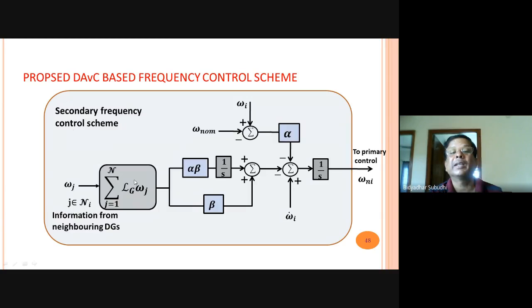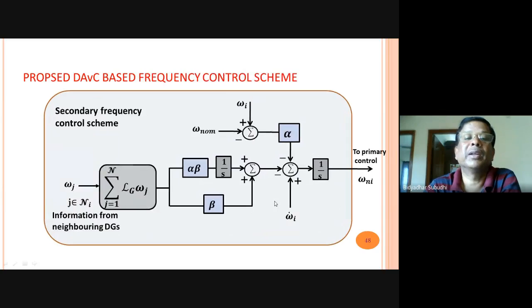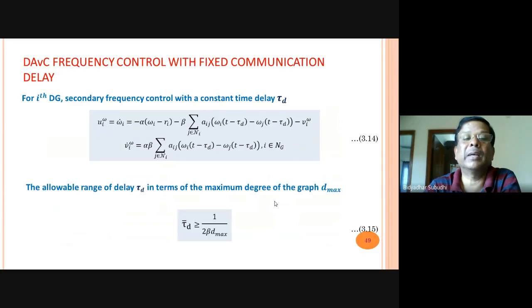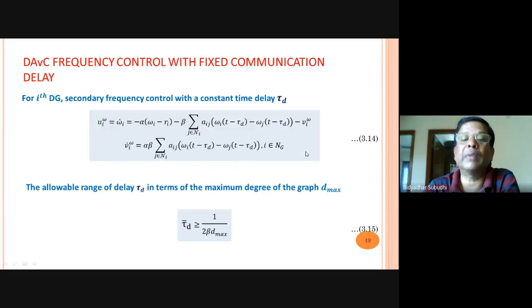Now similarly you can represent the second equation by virtue of this structure. Now once you do that, then our control is ready. The control is for the ith DG, the secondary frequency control. Now what happens is that this is the control where we have not taken into account the time delay that is happening in the communication. Let us imagine there is a time delay, because when you send information through a communication channel, there is always a communication delay, that is let us say tau d.